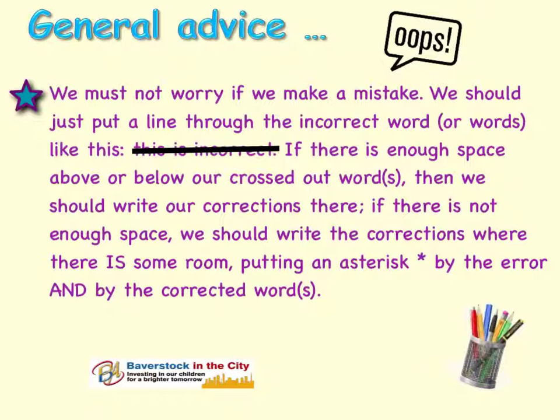If there is enough space above or below our crossed out word, then we should write our corrections there. If there's not enough space, we should write the corrections where there is some room, putting an asterisk, a star, like this, by the error and by the corrected word or words.